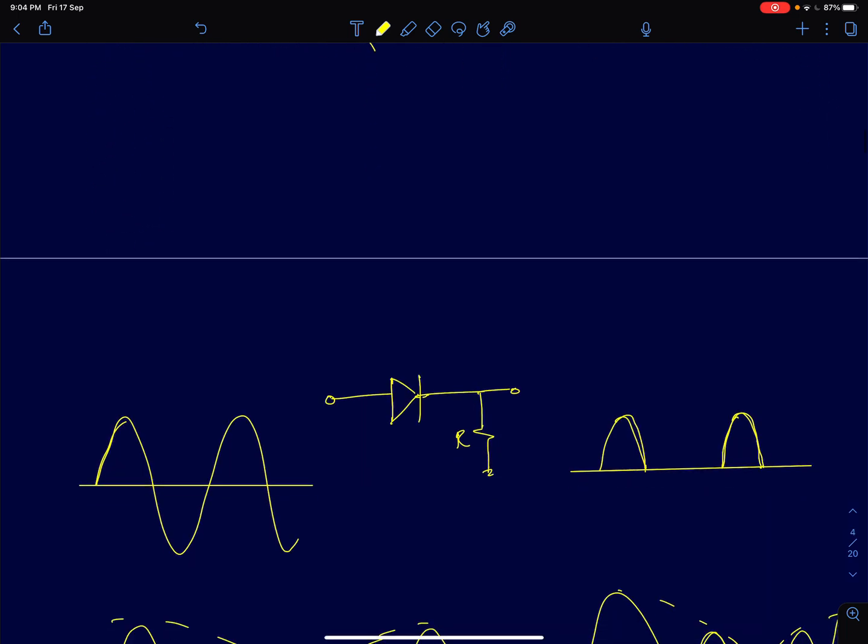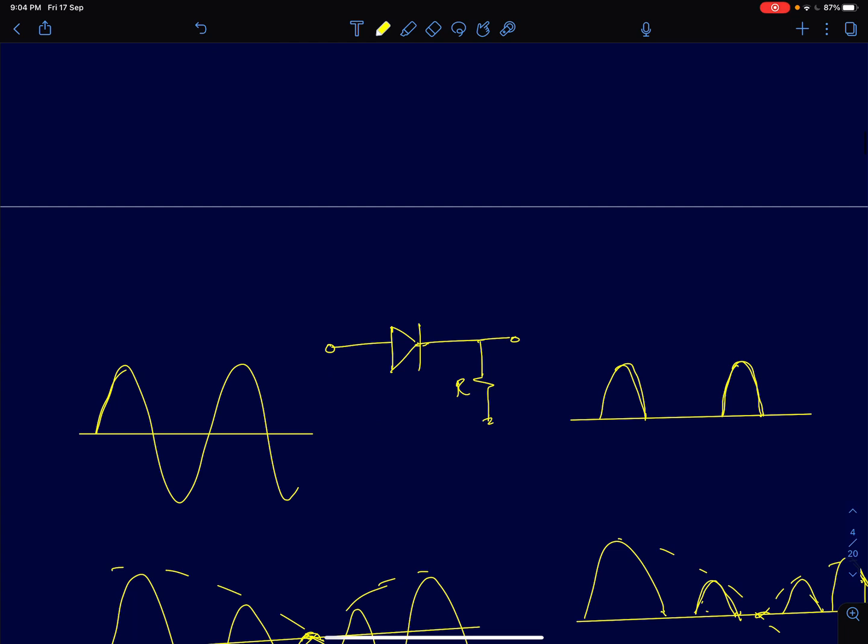Now let's take another extreme. Instead of a capacitor, let's say I have a resistor in place of the capacitor, and I'm going to feed a sine wave. Now the other end of the resistor is at 0, so if there is no charging current to the resistor, this node will be at 0 volts. For this diode to conduct, all you need is a positive voltage here. So if this node voltage is positive, the diode will conduct.